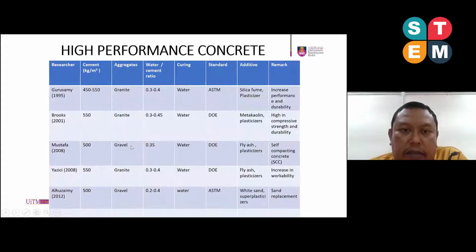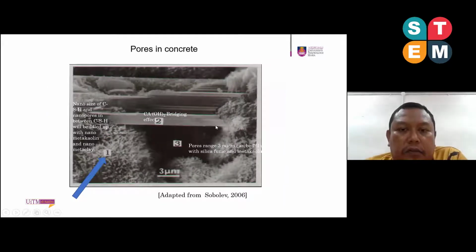During the process of binding, there is what we call a bridging effect, caused by the reaction of cement producing Ca(OH)2. This bridging effect is not good for the binding in the concrete or cement paste, because it creates more voids between the binding medium. So the idea now is to fill in number 3, what we call pores, which depend on the type of concrete itself, as explained earlier.